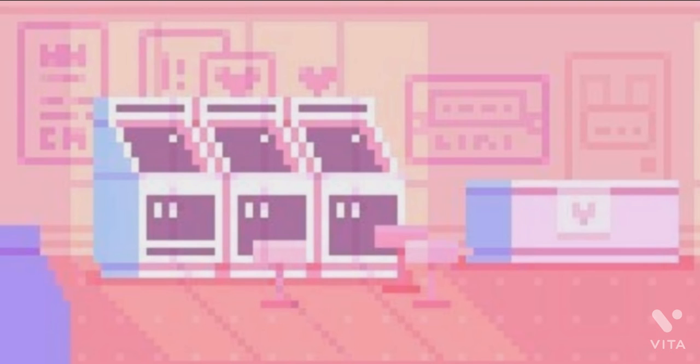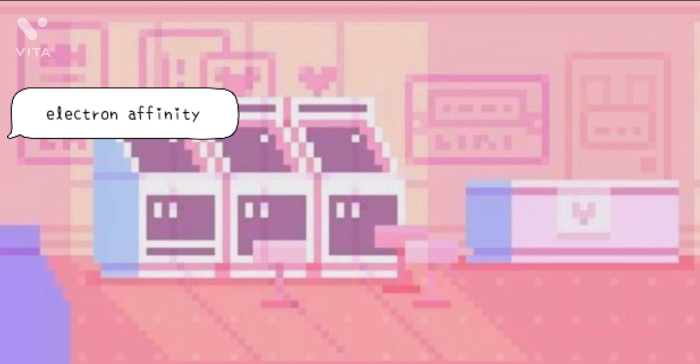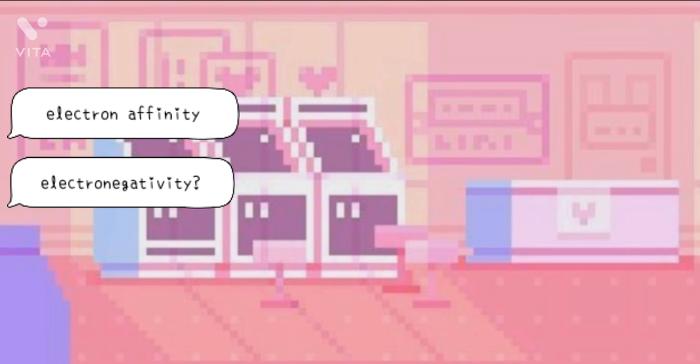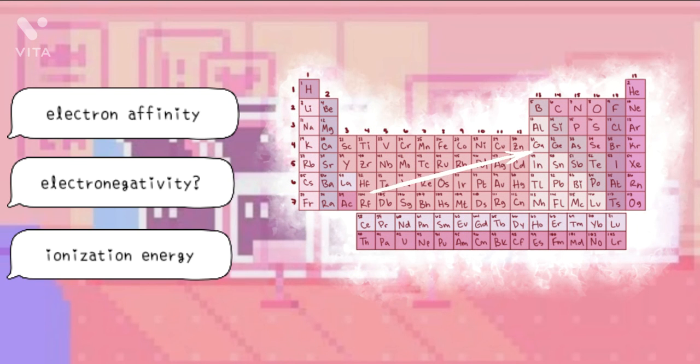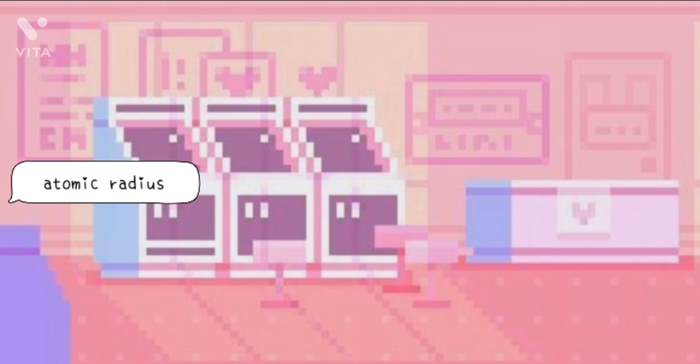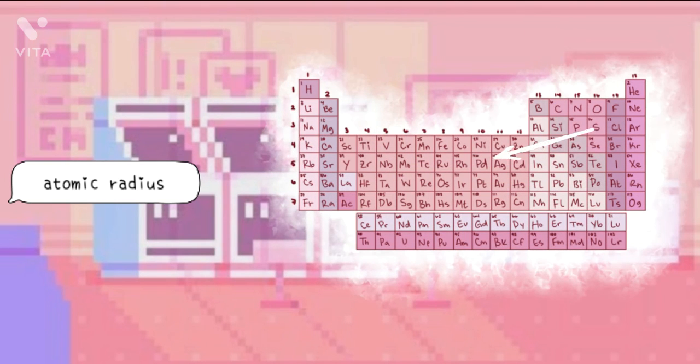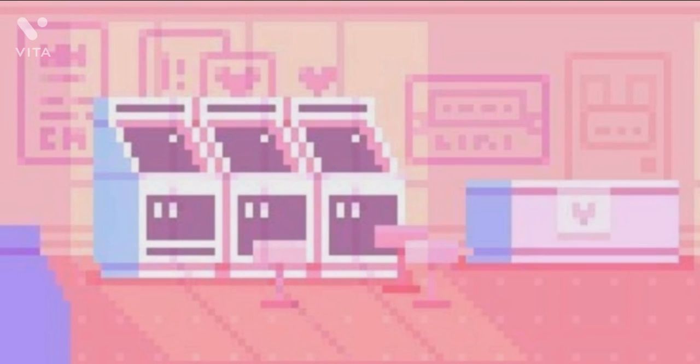And let me rephrase this part. Electron affinity, electronegativity, and ionization energy increase from bottom left to top right, whereas atomic radius increases from top right to bottom left.